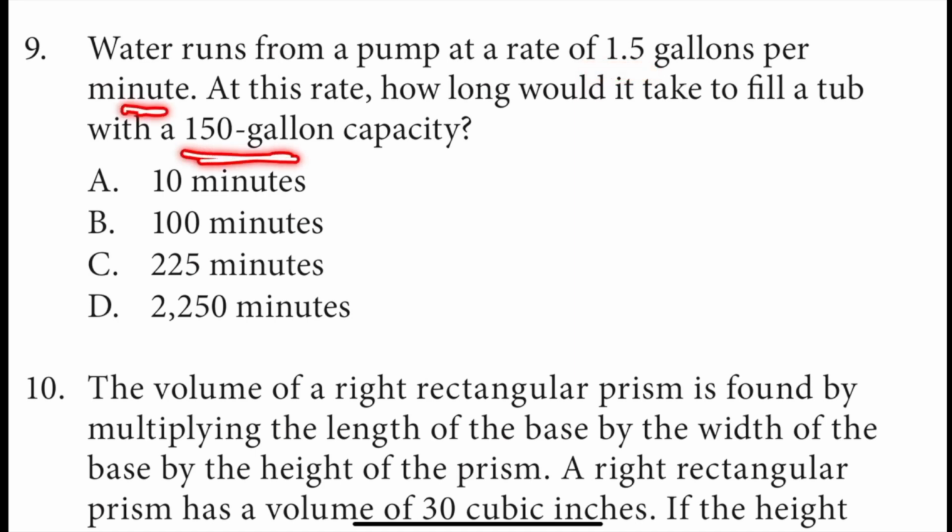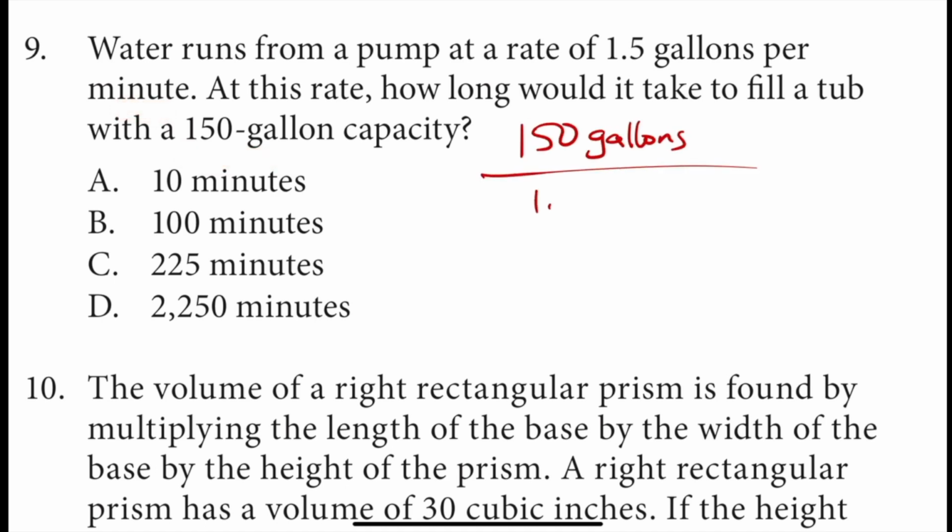The total amount is 150 gallons. What you do is, this is 150 gallons, you divide it by the rate, gallons per minute. Gallons with gallons is going to cancel out. My answer is going to be given in minutes.